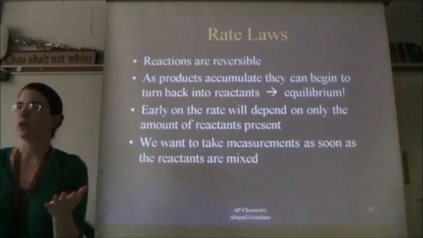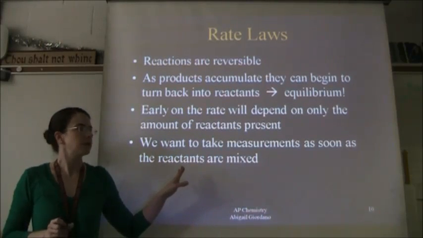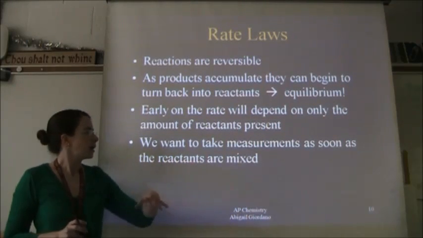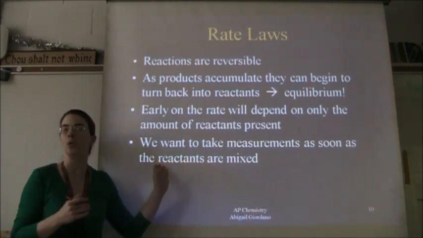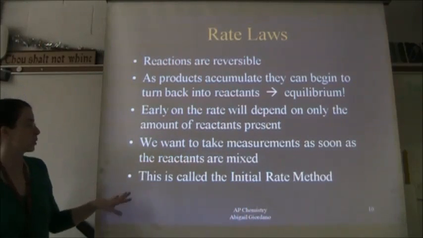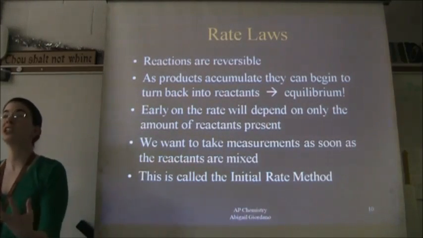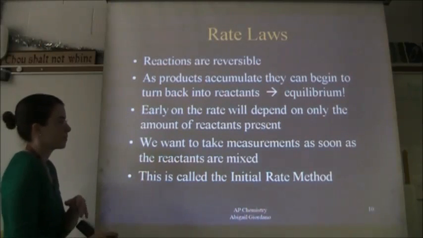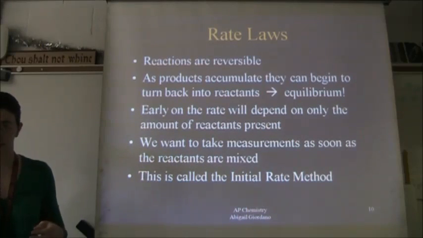Now, what does that mean to you? Why do you care? Well, guys, at the moment that a reaction begins, have we made any products yet? No, we haven't. At time 0, we have reactants only. So guess what? That means we are only going to care about the reactants. It's a process we're going to look at called the initial rate method. Initial rate meaning, what is the speed at time 0? And we will only focus on the reactants because we haven't made any products yet at time 0.